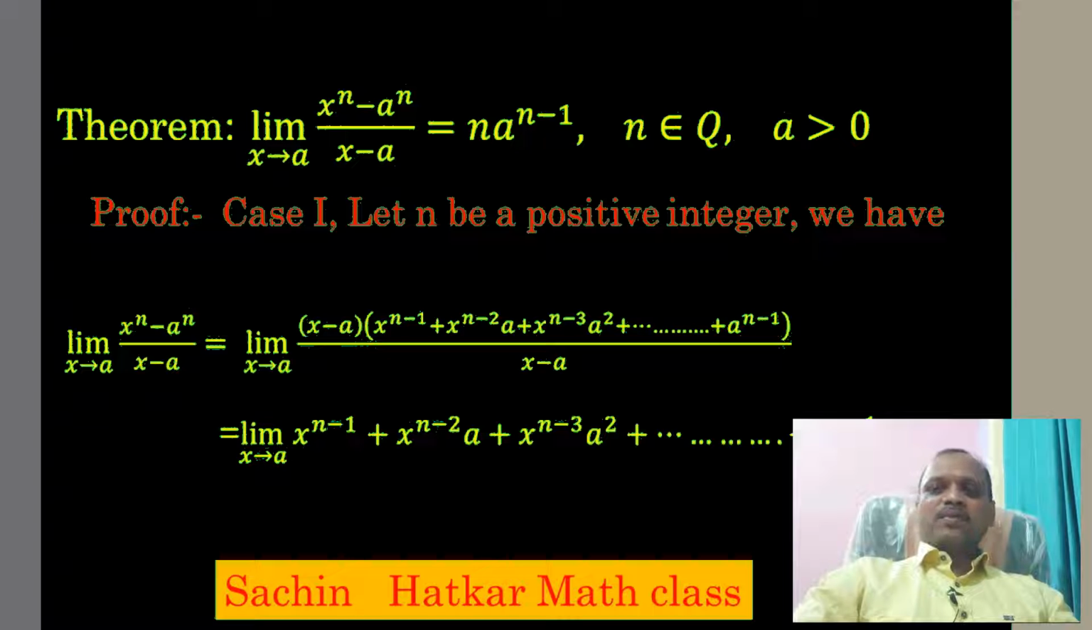In this new video, we discuss an important limit: x raised to n minus a raised to n divided by x minus a, when x tends to a. Its limit is n into a raised to n minus 1. Now consider the first case, when n is a positive integer.